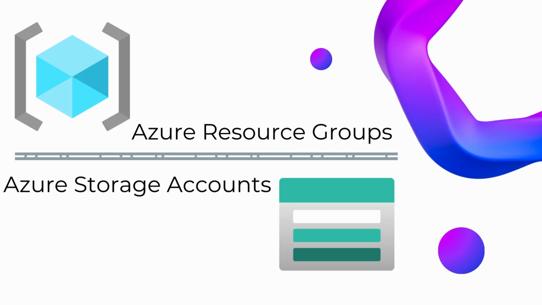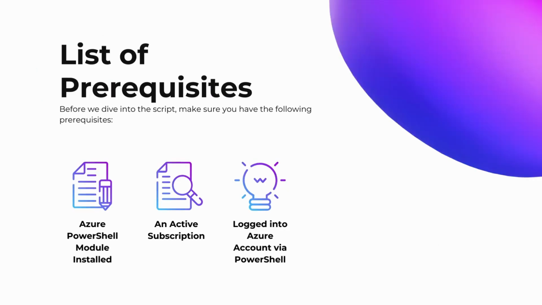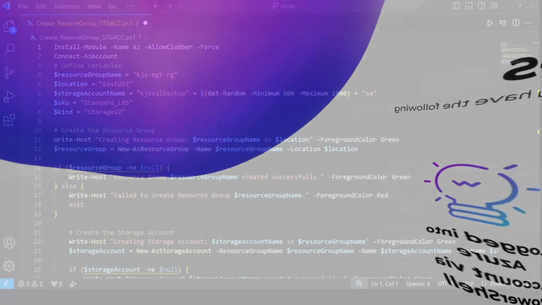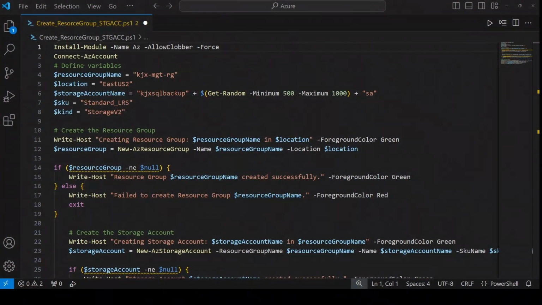Before we dive into the script, make sure you have the following prereqs: Azure PowerShell module installed, an active Azure subscription, and logged into your Azure account via PowerShell. Let's quickly walk through the steps. First, open your PowerShell and install the Azure module if you haven't already. To do this, type Install-Module -Name Az -AllowClobber -Force. This command will download and install the Az module into PowerShell.